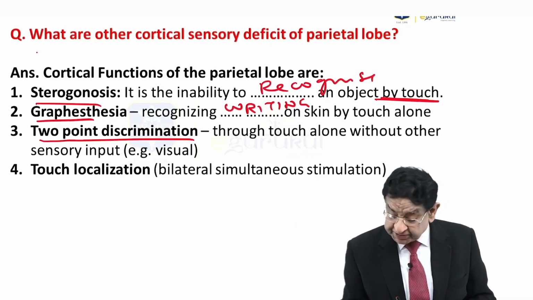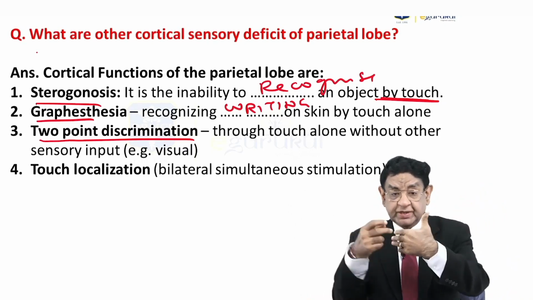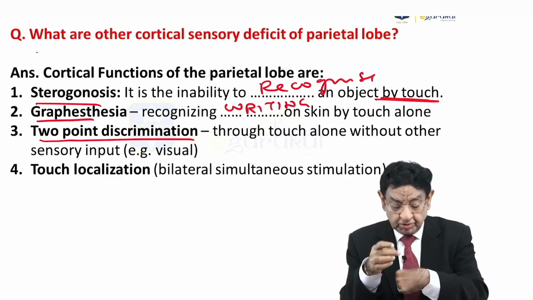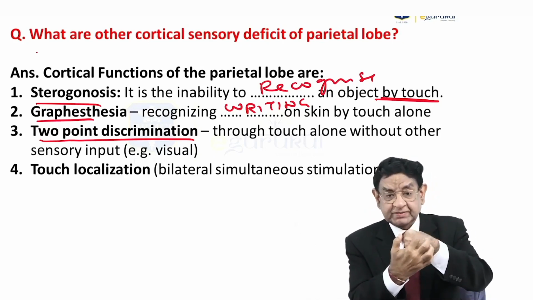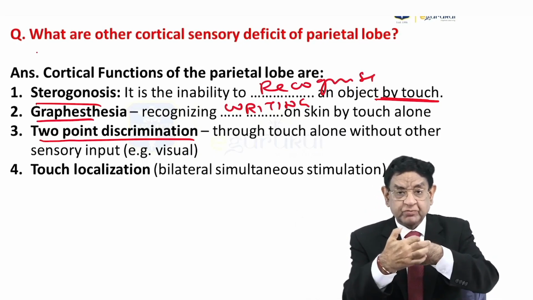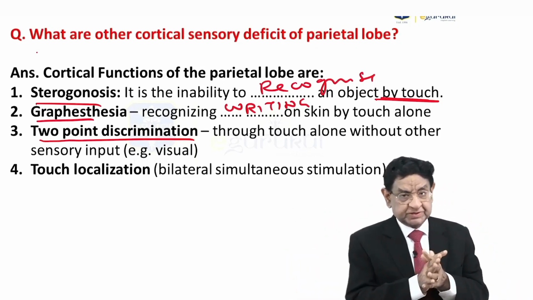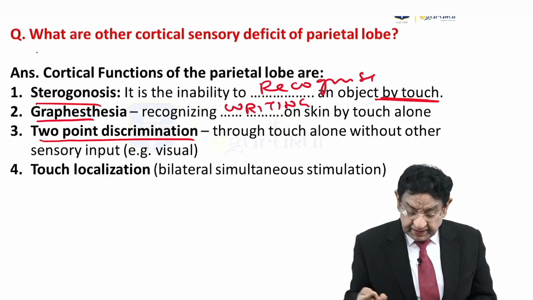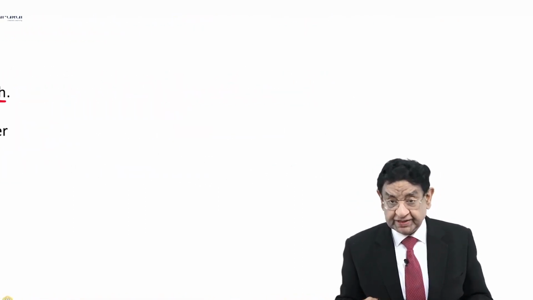Two-point discrimination. What is done is you take two cotton rolls, and you try to keep one in one place and one in another place. The person will be able to recognize that I have been touched at 2 places. This is known as 2-point discrimination. And touch localization is again something that needs to be understood very carefully. Now I tell you each one of them.